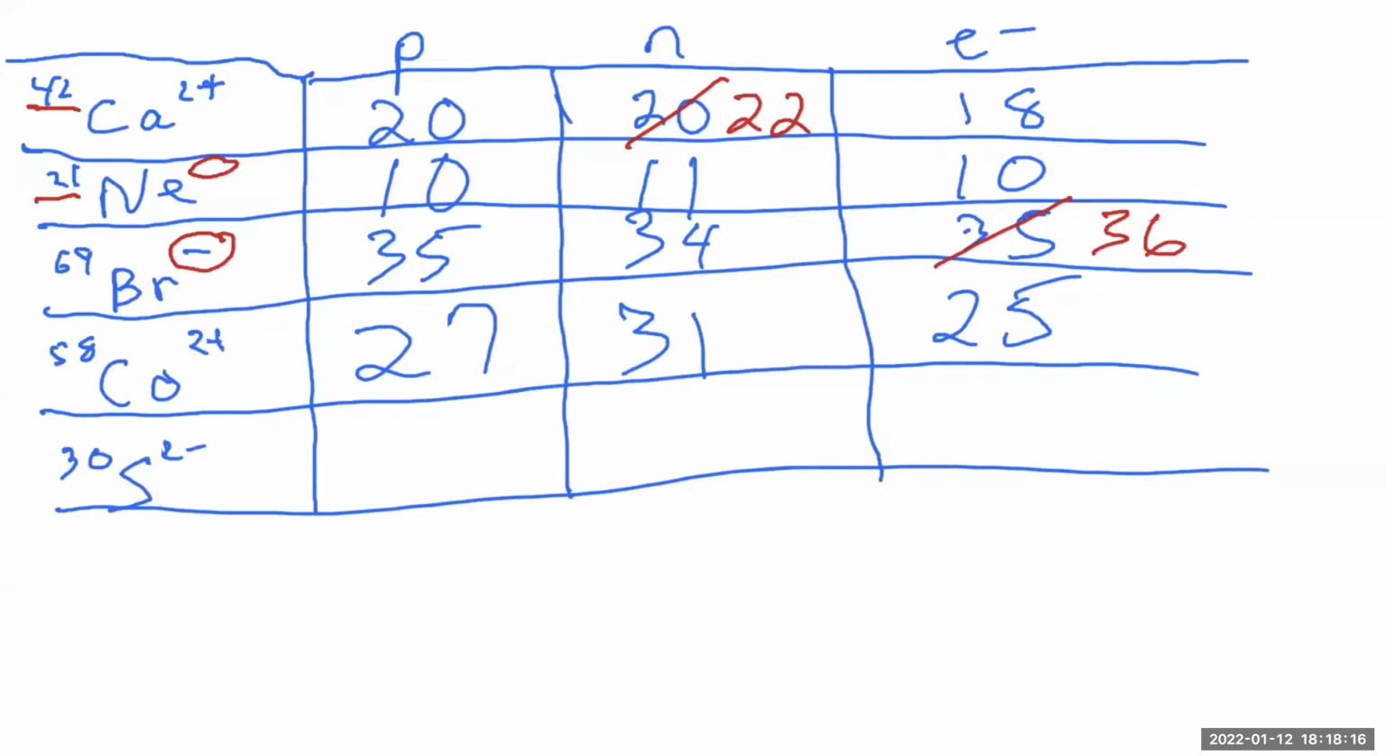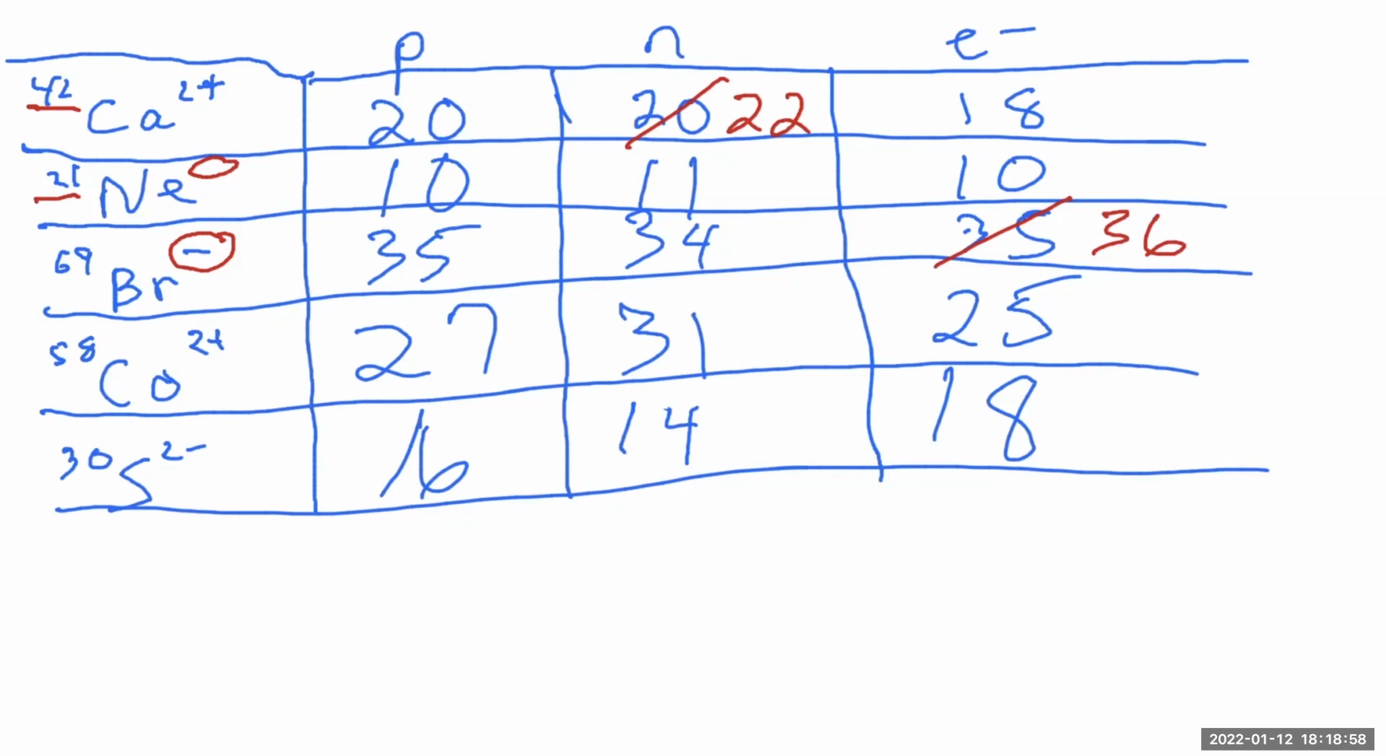Perfect. Got it. And sulfur, -2. How many protons? 16. How many neutrons? 14. And how many electrons? 18. So sulfur is 16 protons, and neutrons are going to be 14. That gives you 30. And 18 electrons is a 2 minus charge. Yep. You got it. Perfect.